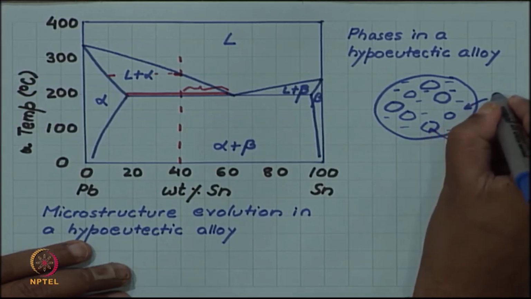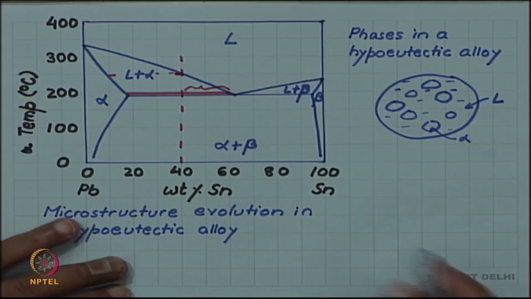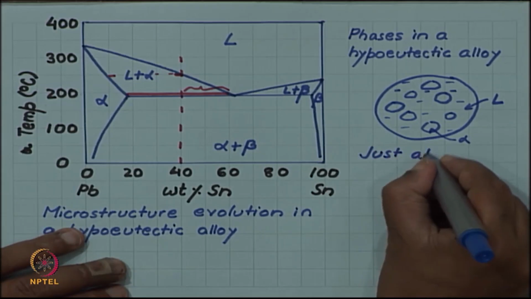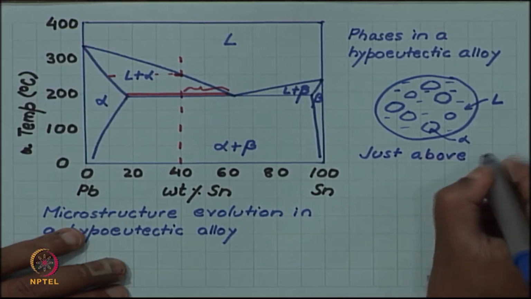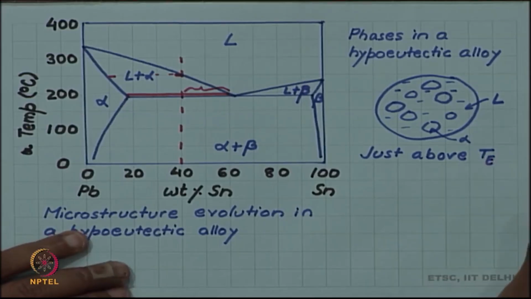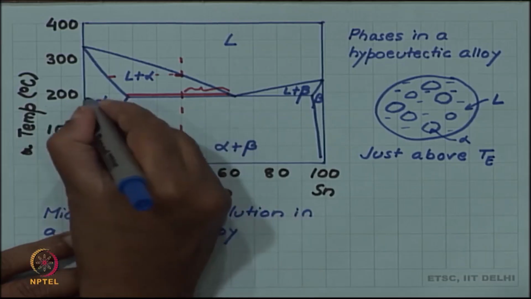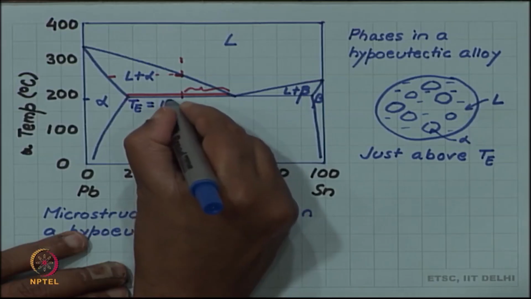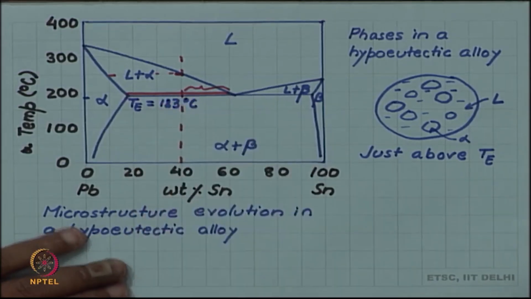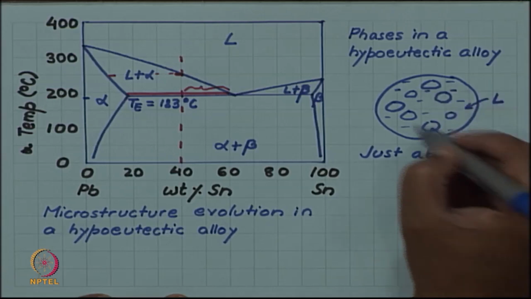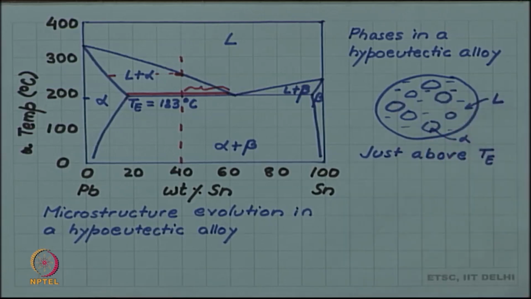Alpha and liquid. So, this is a situation just above the eutectic temperature, which I am calling TE, which for this diagram is 183 degrees Celsius. So, just above the eutectic temperature, we have the maximum amount of alpha which has formed, and the remaining is liquid.